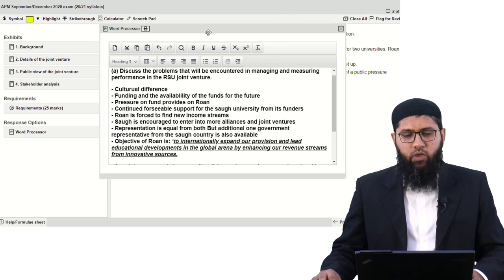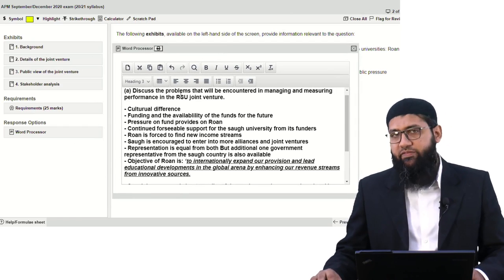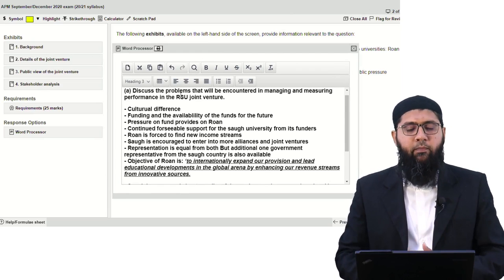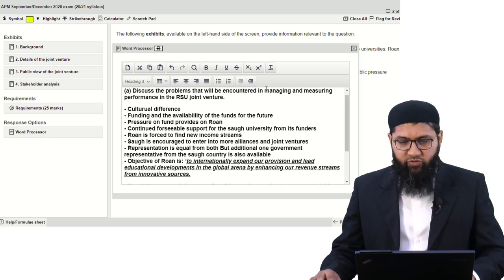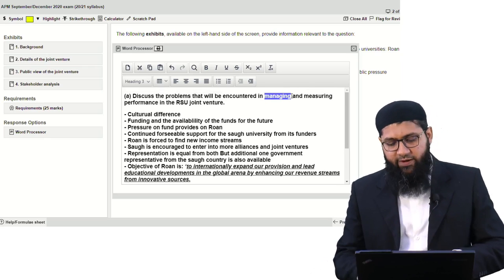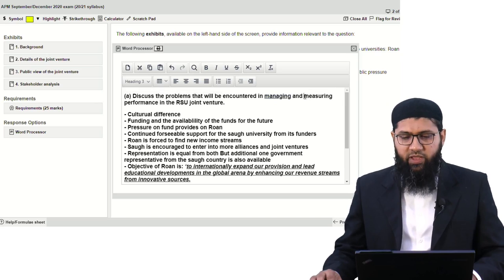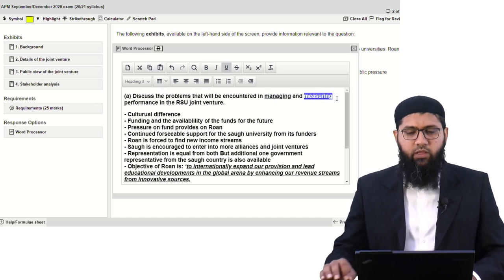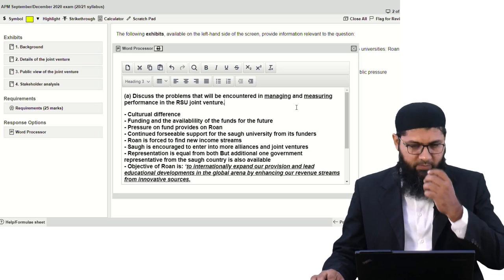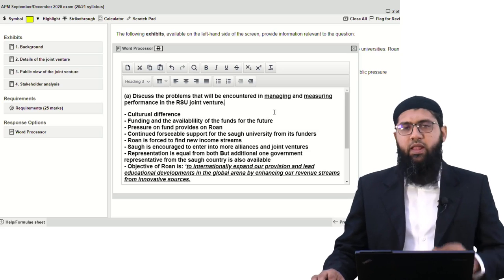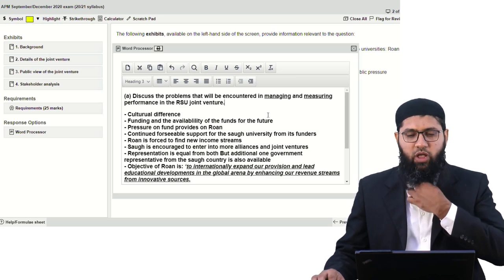Now see, what is the examiner's requirement? Discuss the problems that will be encountered in managing and measuring the performance in the RSU joint venture. So there are actually two things that you have to focus upon. One of them is managing, the other one of them is measuring. I repeat, one is managing and the other is measuring. Now what next is there? Let's discuss, let's talk about it.